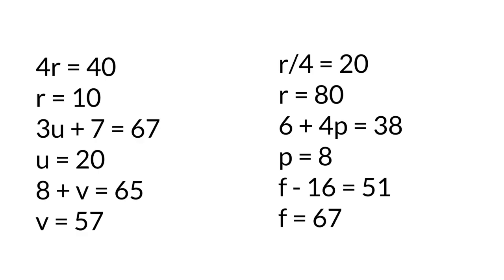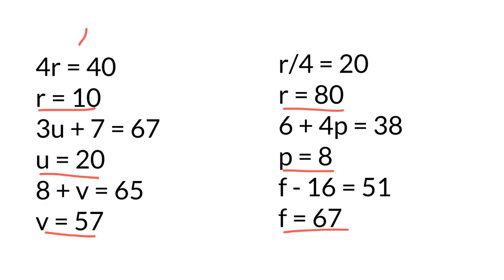Now here are the different answers. R equals 10, U equals 20, V equals 57, R equals 80, P equals 8, and F equals 67. And one thing I haven't really talked about and that I absolutely love about these, and if you stuck around to the end, I'm glad, is that you can solve these and know if you have the correct answer without ever having to get feedback from me. You'll just know. The reason you'll know is because if you've done this correctly, you take your answer and you plug it back in.